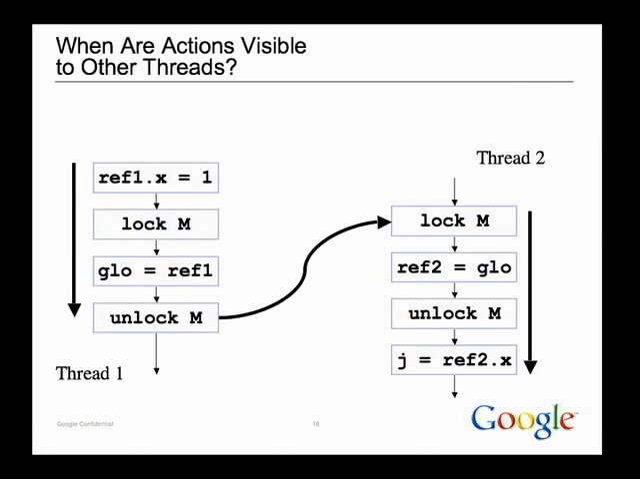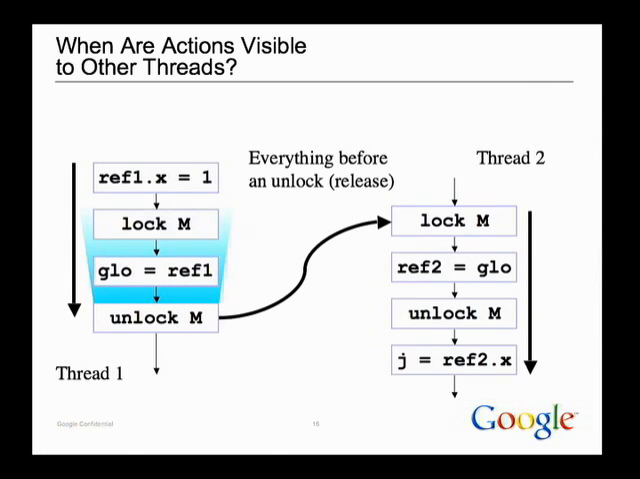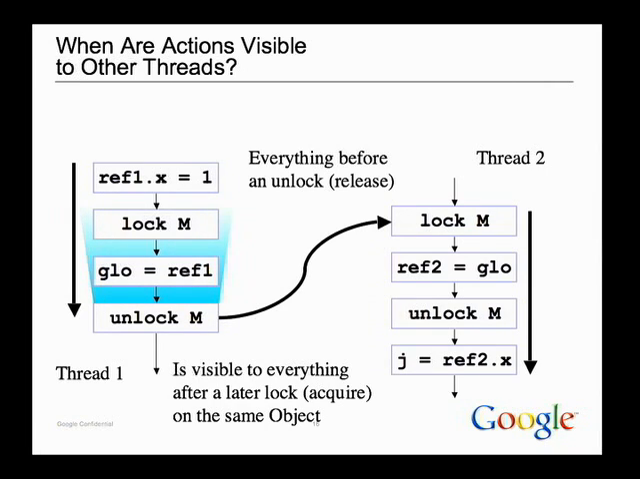The takeaway message is that everything that occurs before an unlock, all of the writes that are going to occur here, are going to be ordered before and visible to everything that happens after a subsequent lock on the same object. So what does that mean? That means in the second thread, all of the reads that this second thread performs, this read of the global and this read of x, are going to be ordered after all of the writes that this first thread performed, so that all of the updates performed by this first thread are going to be seen by this second thread.